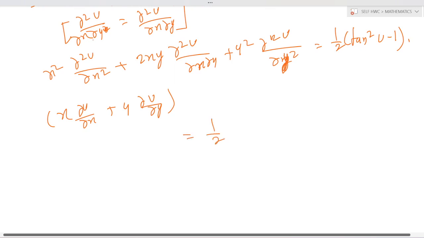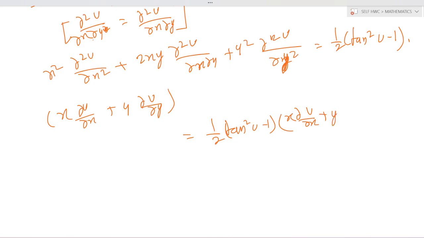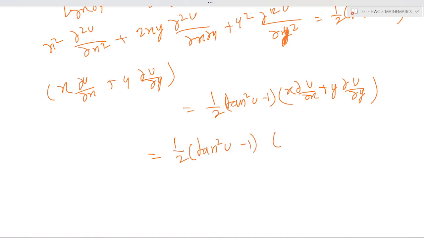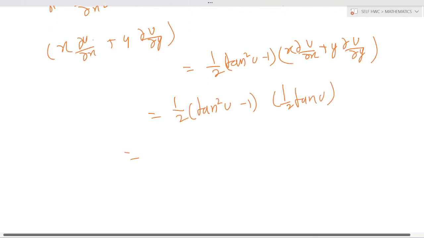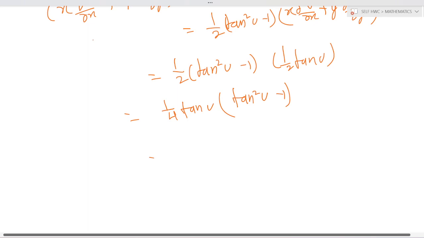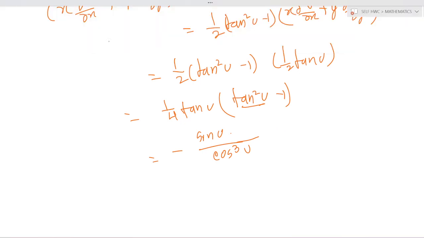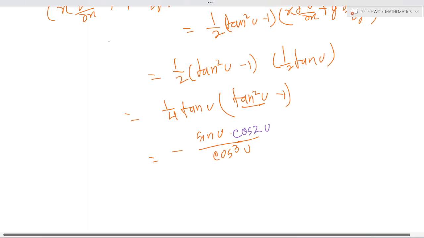Repeating this, half of tan square u minus 1 into x du by dx plus y du by dy is equal to half of tan square u minus 1 into half of tan u, which is 1 by 4 tan u into tan square u minus 1. Tan means sine by cos, so it works out to minus sine 2u by 4. So this is the answer.